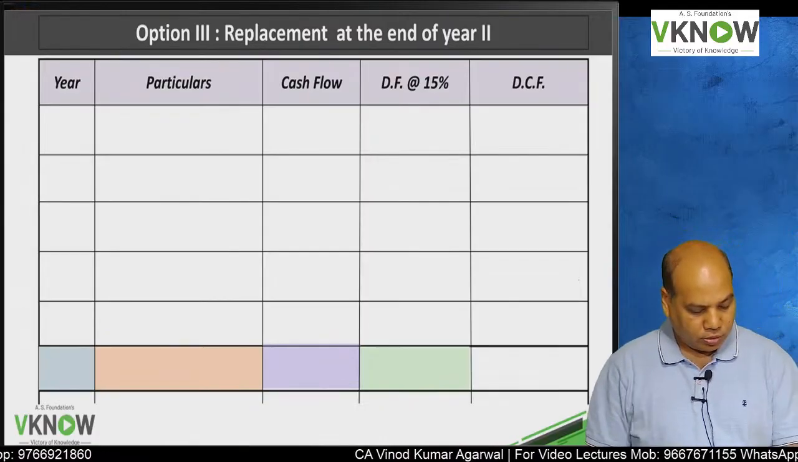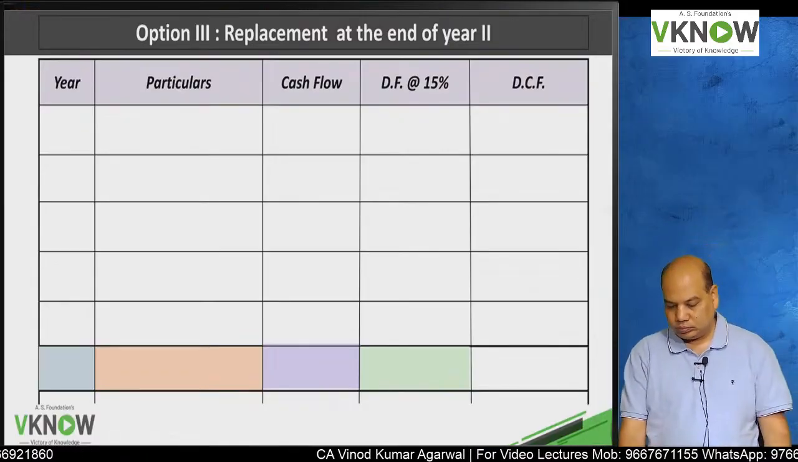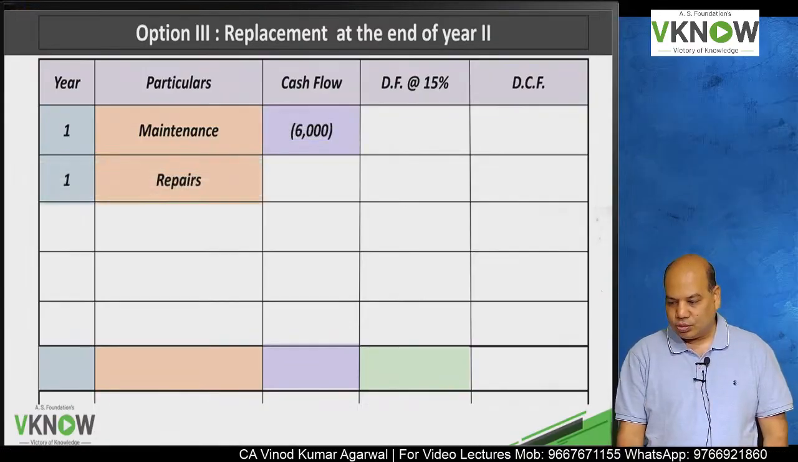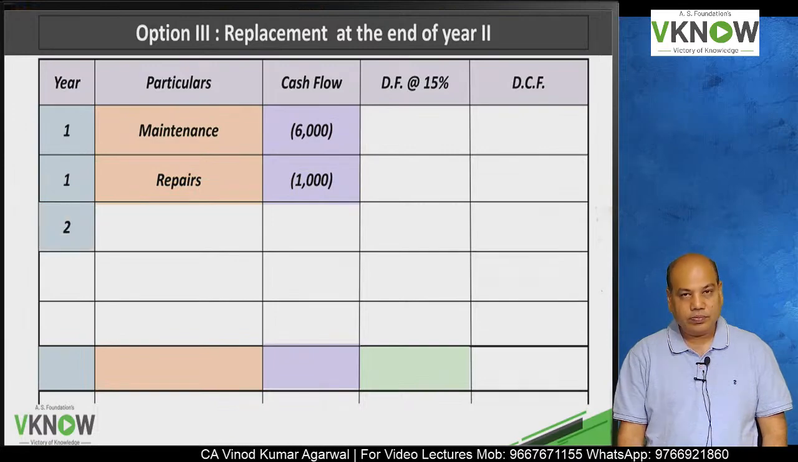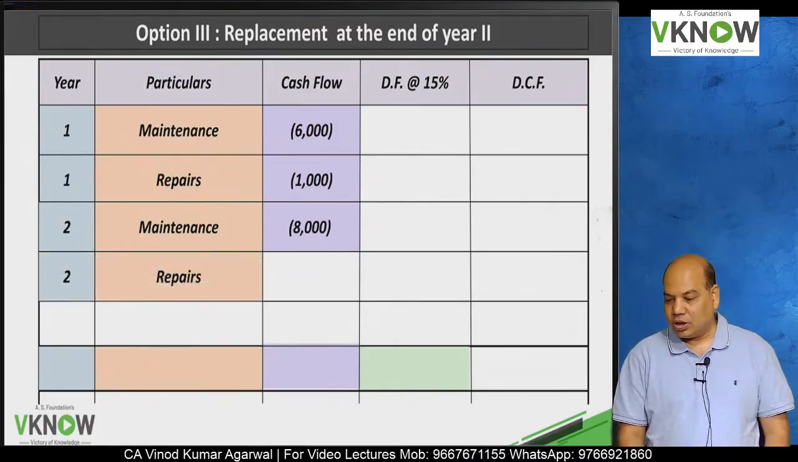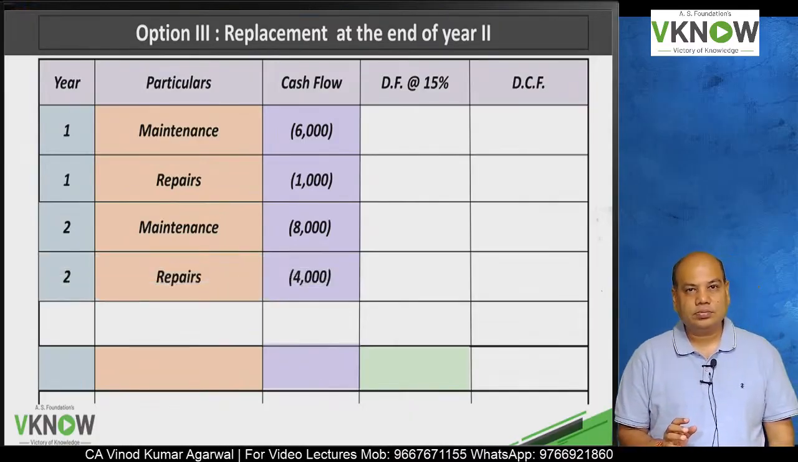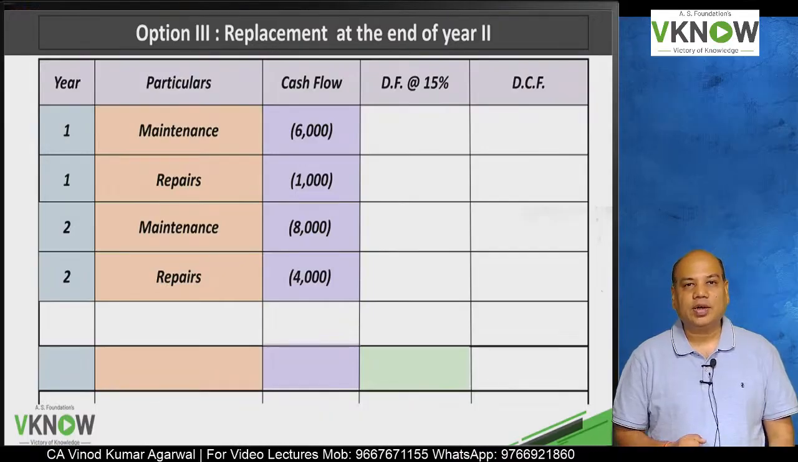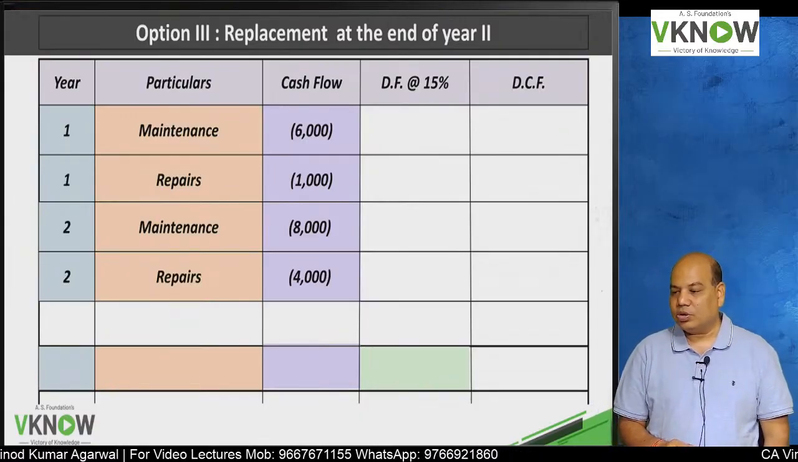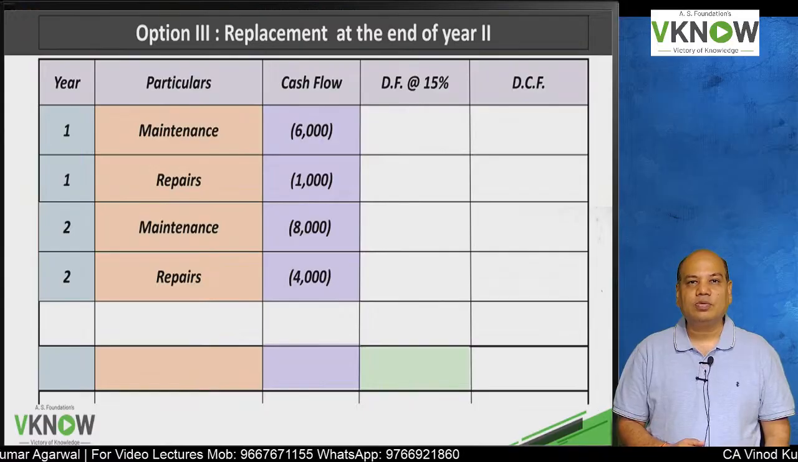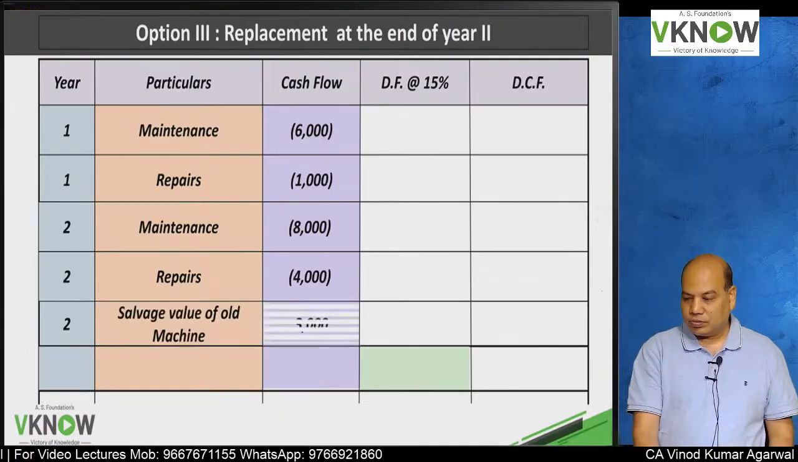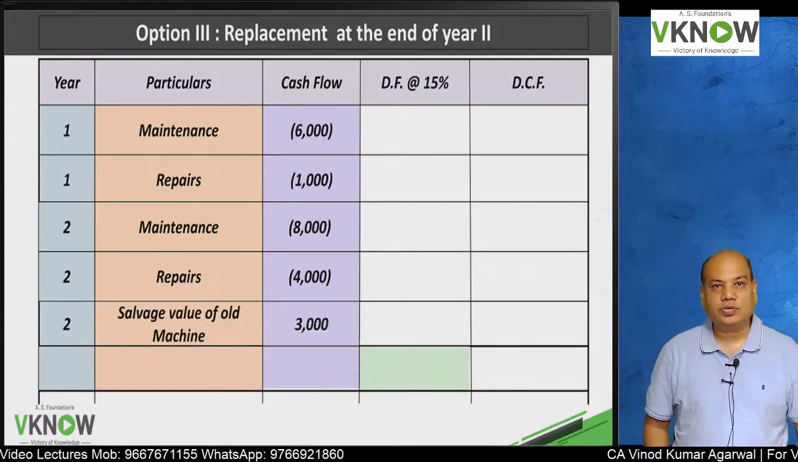Only write cash flow from the old asset. Year 1 maintenance 6,000, year 1 repairs 1,000, year 2 maintenance 8,000, year 2 repairs 4,000. You will ask why we have not written scrap value in year 1, because we are not going to sell it. Simple common sense. If I am not going to sell it, how will I get the scrap value of year 1? And you will get scrap value in year 2, 3,000.